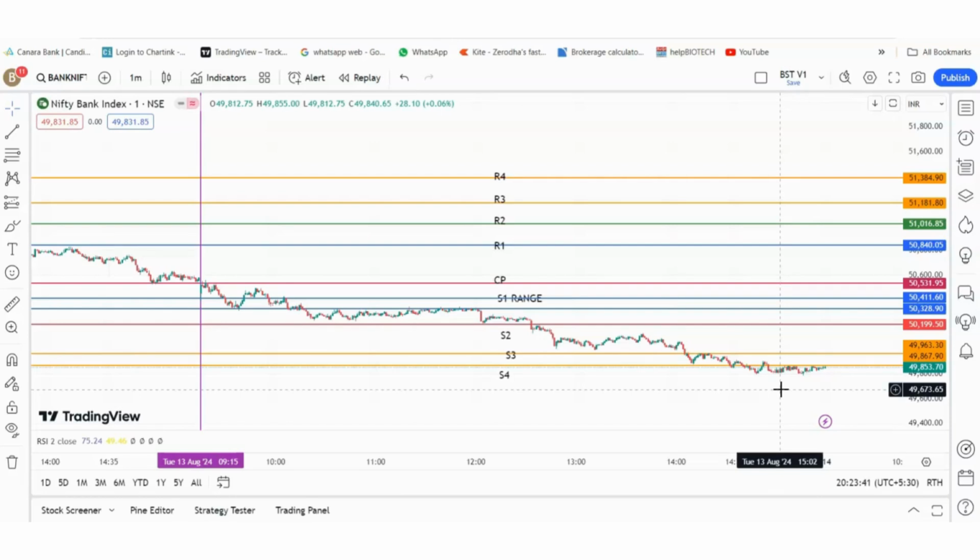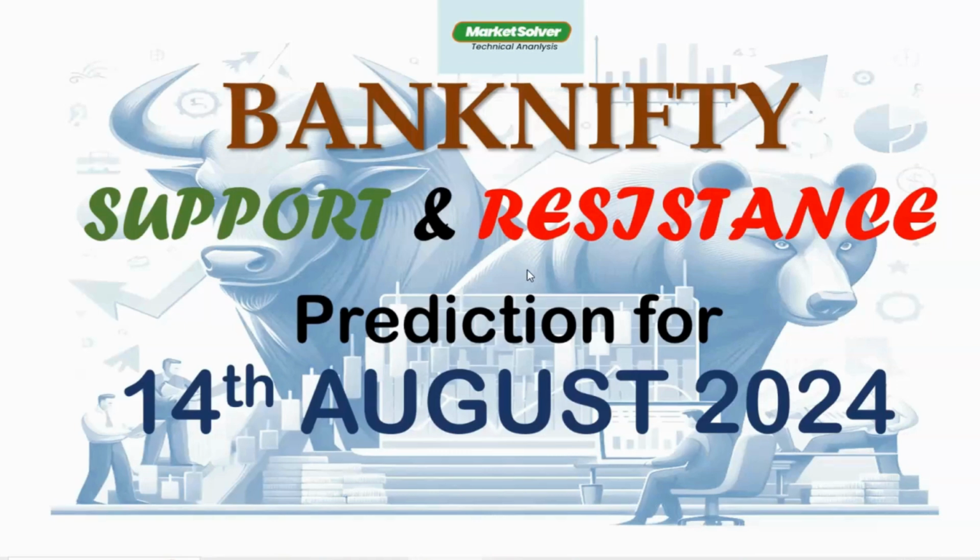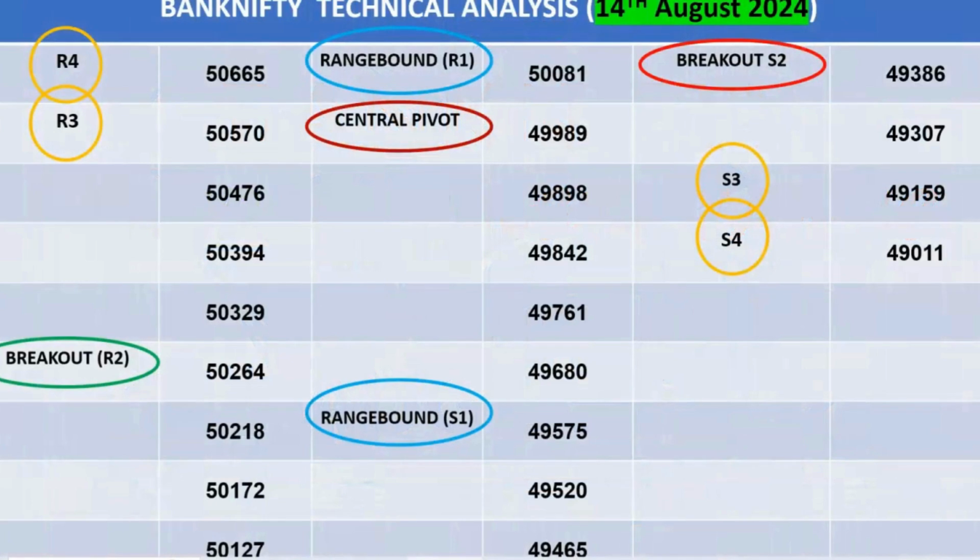So now we will see what the levels will be for the 14th of August. So friends, now let us see what the levels of support and resistance will be for 14th of August 2024. So let us see what will happen tomorrow. Now, as we can see, because there is a huge downward movement, the pivot has also come down. Now the pivot is at 49989.